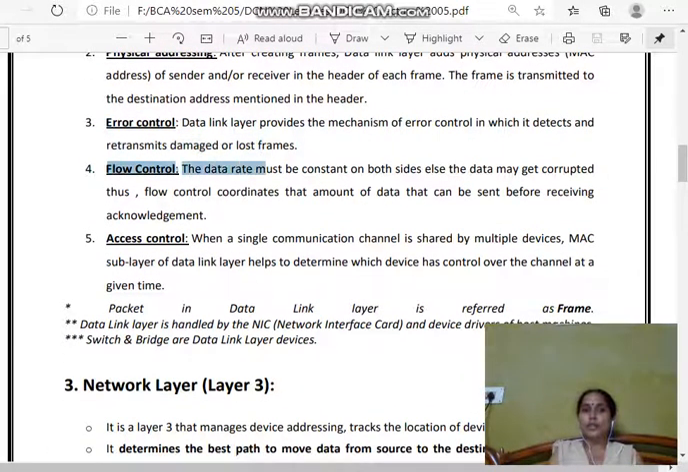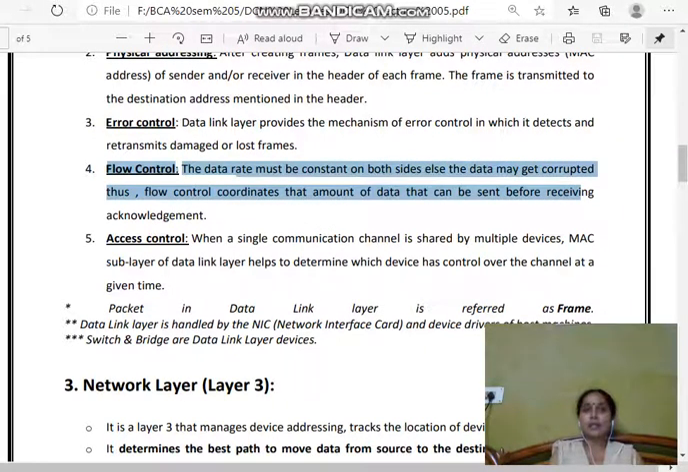Flow control. The data rate must be constant on both sides, else data may get corrupted. Thus flow control. Flow control means the speed of data sending should always match the speed of data receiving. If my receiving end is receiving the data packets at a set speed, then as a sender it is my responsibility to keep track and send at the same speed at which the receiver is catching the data packets. Otherwise the receiver will become overwhelmed with packets.